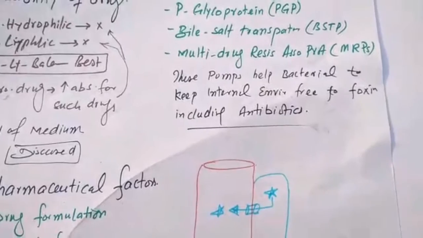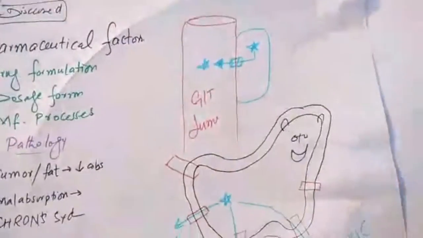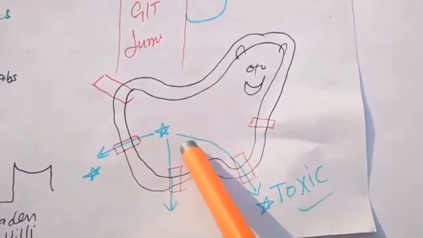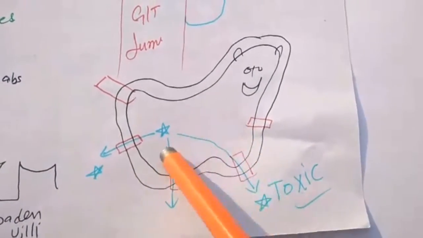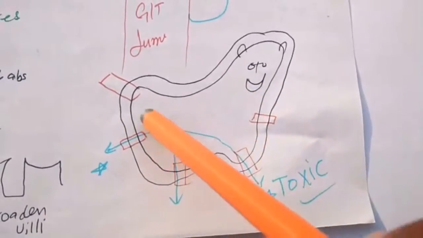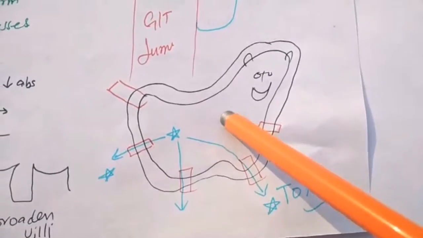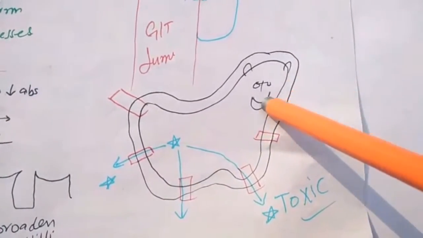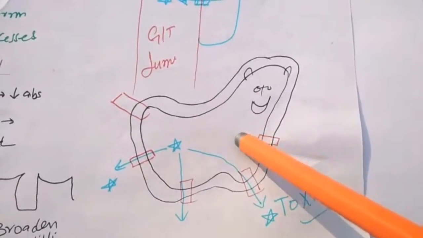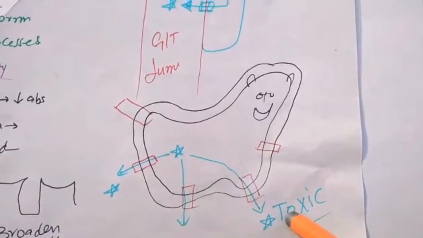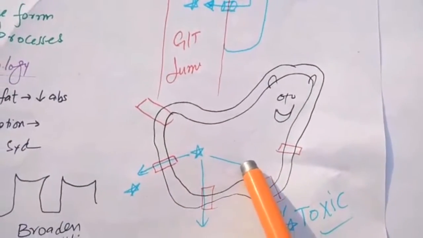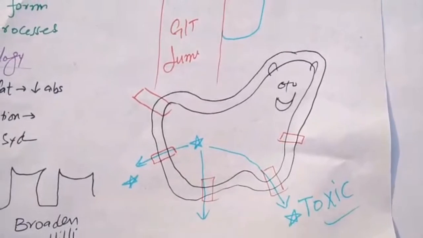These pumps are also found in bacteria. These pumps help the bacteria to keep the internal environment toxin free. Even if the bacteria internalize the antibiotic, through these pumps, the antibiotic is expelled out, and the bacteria becomes resistant to the antibiotic, which is known as antibiotic resistance.